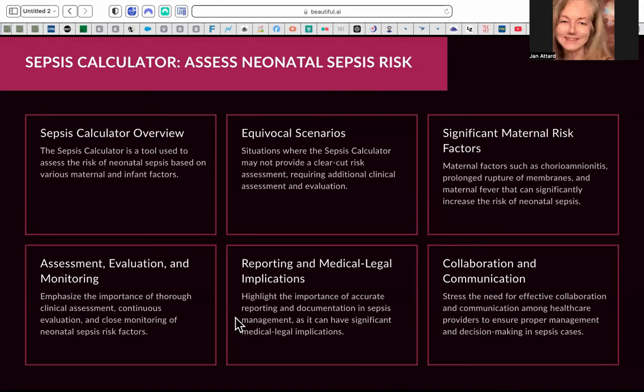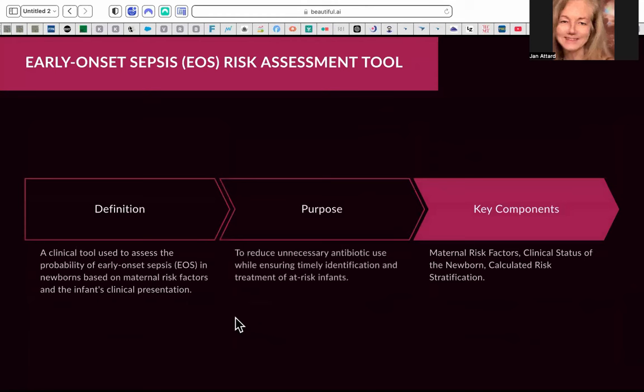What is going on with this baby? So again, we're using a tool to assess risk of sepsis. We're looking at equivocal scenarios that are based upon that number. We're looking at significant maternal risk, and based upon our assessment and evaluation, we're looking at infant risk. Why? Because of the medical and legal complications, consequences and implications. Therefore, we collaborate, we communicate. Every day I go to work, I work with exceptional, exceptional people.